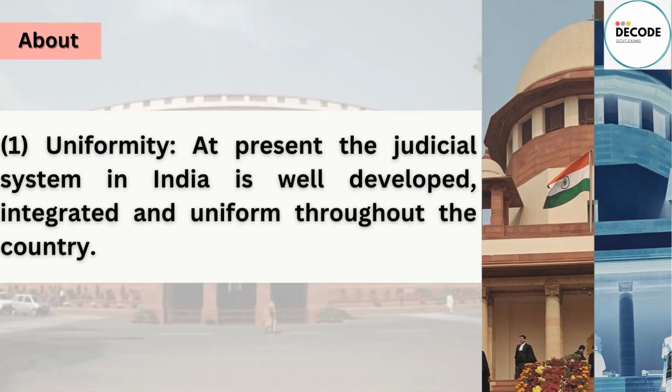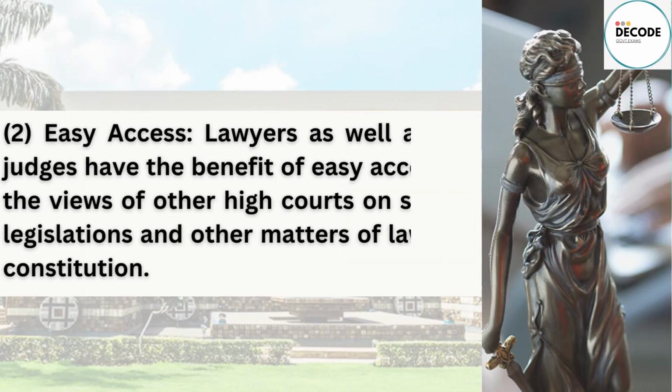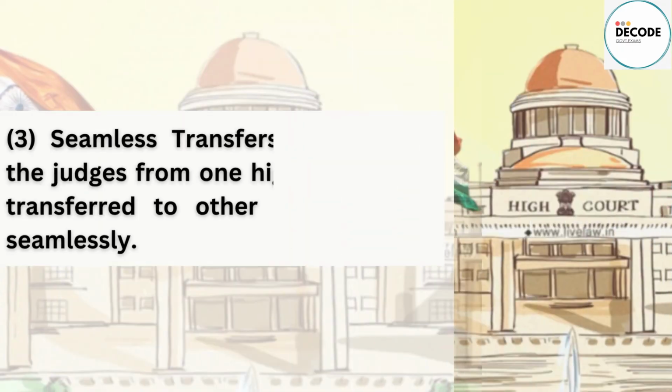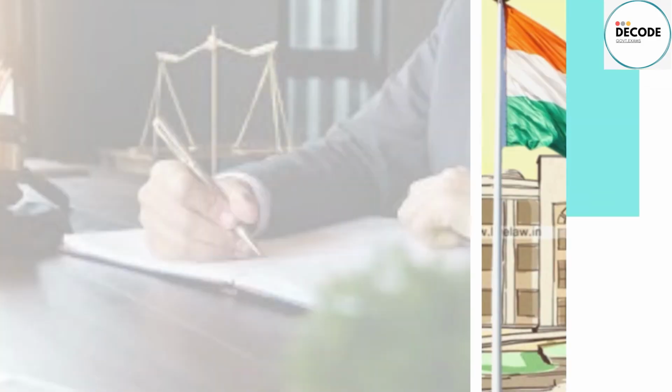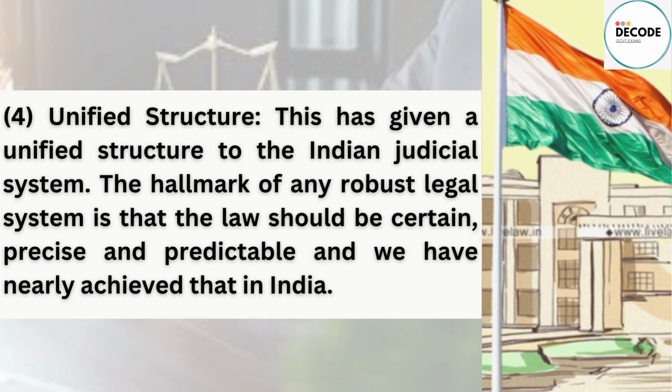Uniformity. At present, the judicial system in India is well developed, integrated and uniform throughout the country. Easy access. Lawyers as well as the judges have the benefit of easy access to the views of other high courts on similar legislations and other matters of law and constitution. Seamless transfers. Presently, the judges from one high court are transferred to other high courts seamlessly. Unified structure. This has given a unified structure to the Indian judicial system.